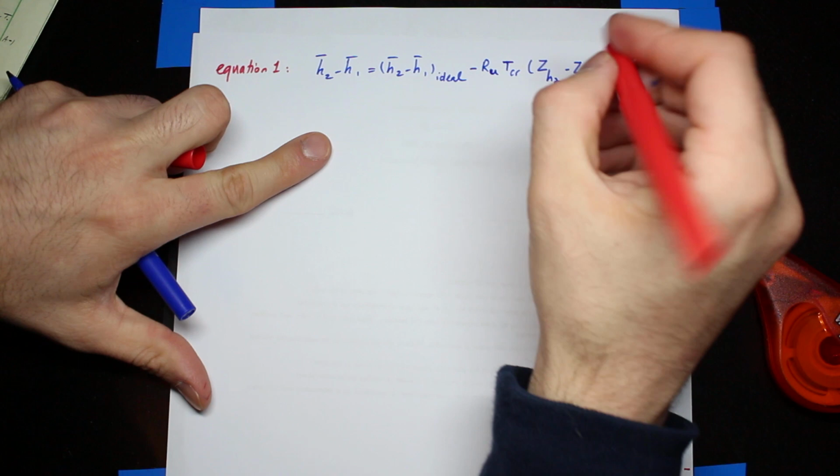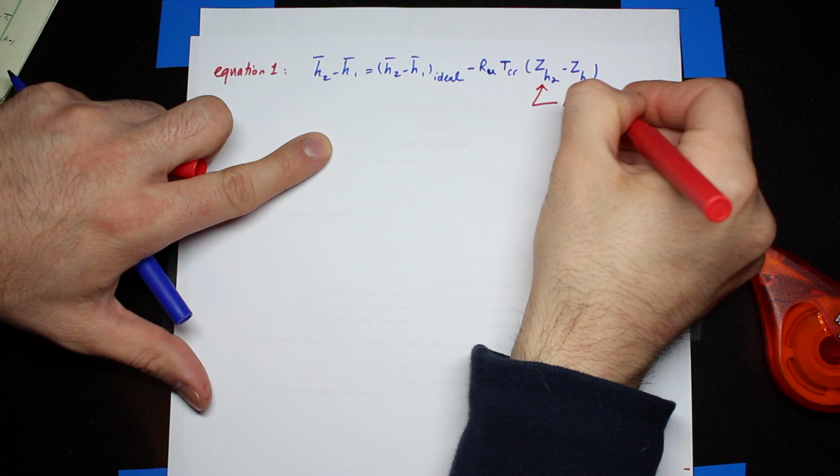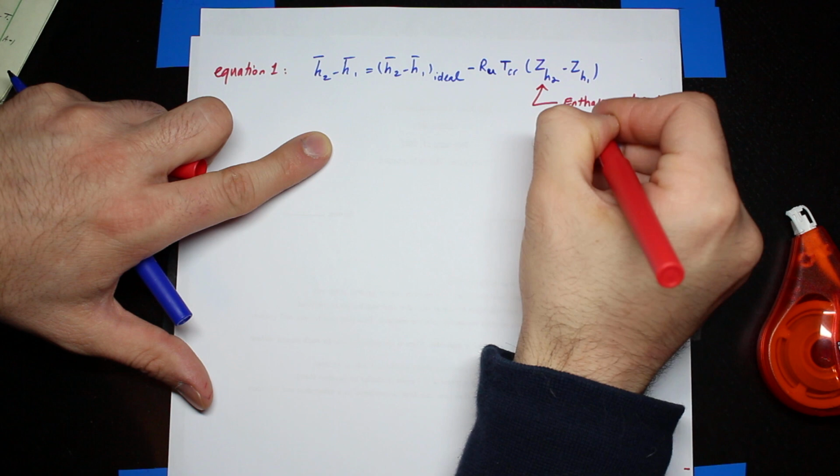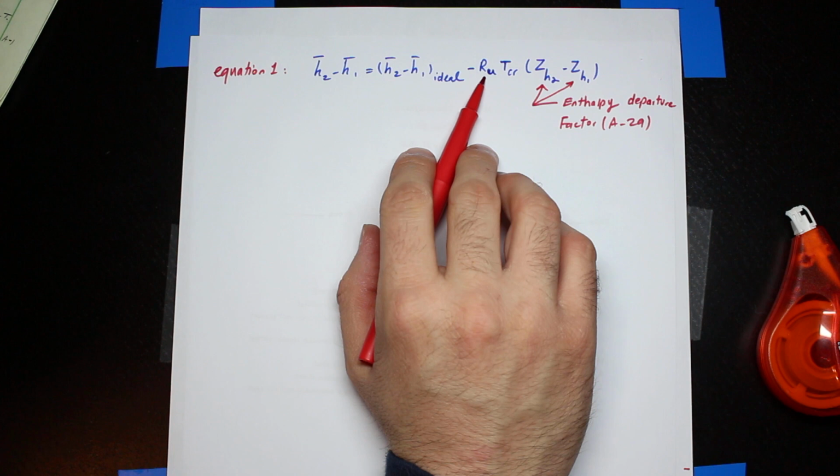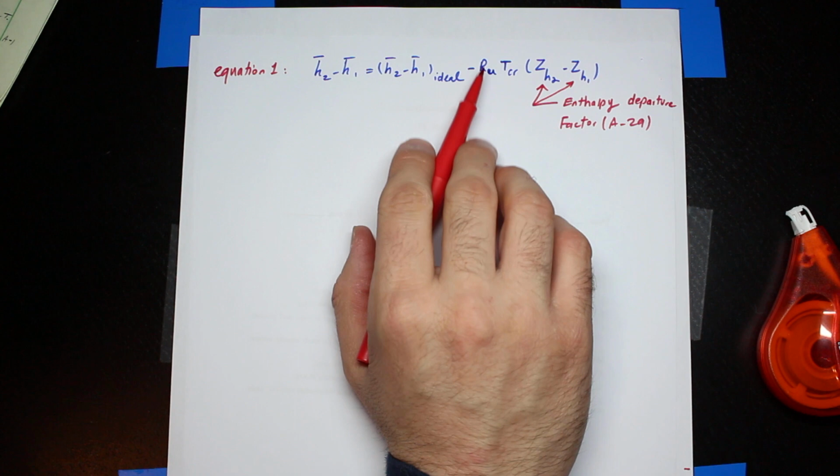Enthalpy departure factor, which comes from figure A29 of your textbook. Same thing with ZH1, both of them. Ru is the universal gas constant, 8.314 kilojoule per kilogram Kelvin. You do not need to memorize that. It is given in table A1.